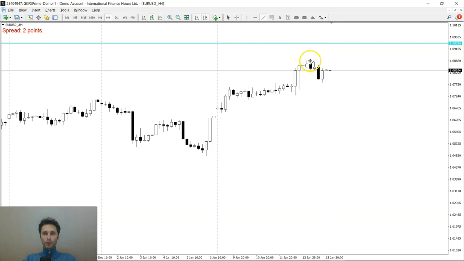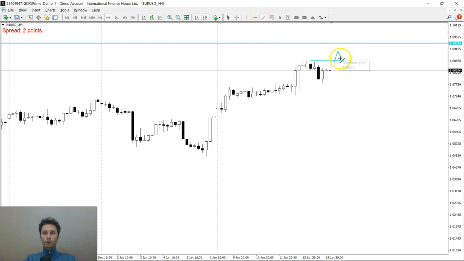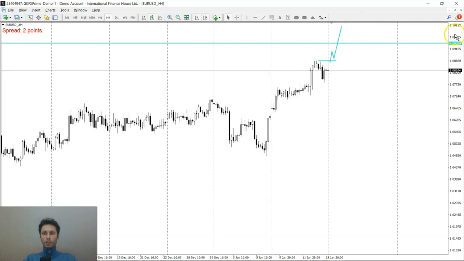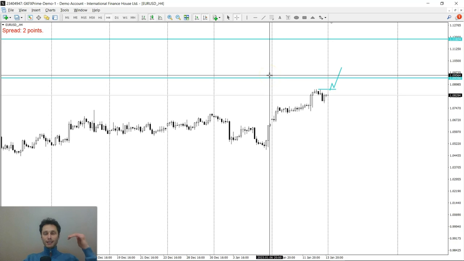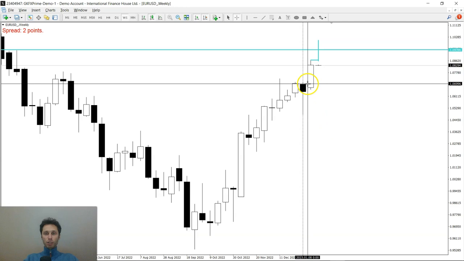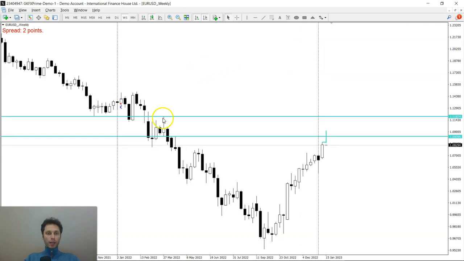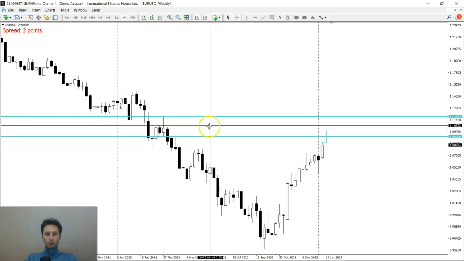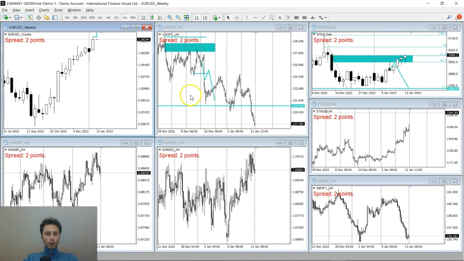If this level now holds and we break higher, then what I'll be looking for is a move higher, retracement to this area right here, and then a continuation to the upside into this level and then beyond, which will sync up with the weak dollar and the big bullish momentum to the upside. You can see it, big bullish candle on the weekly closing higher, and we are reaching for the next levels up here. So that's the bias there on the euro dollar.